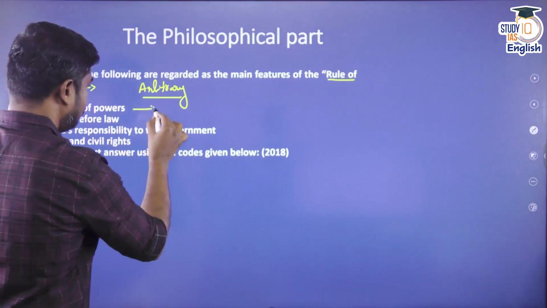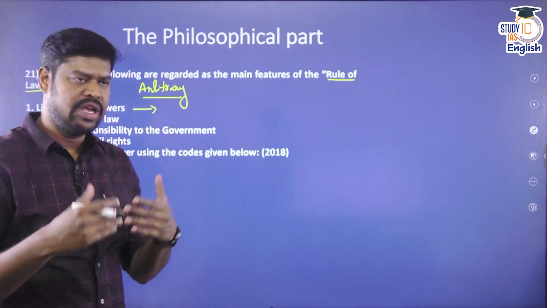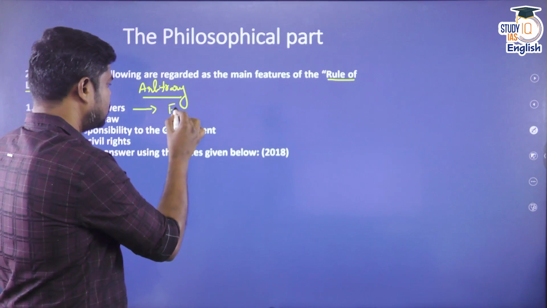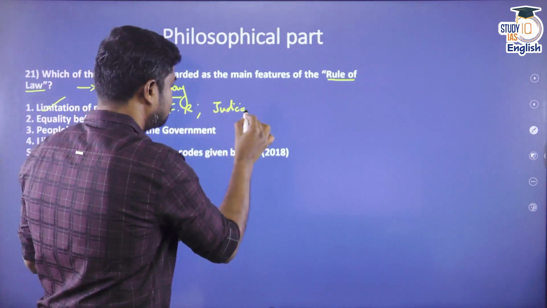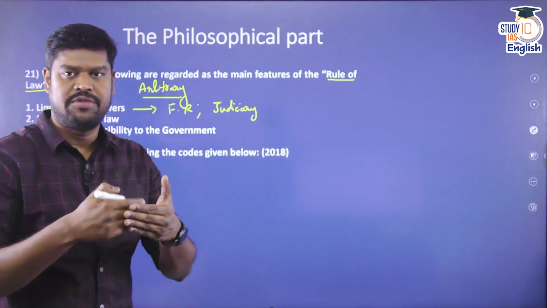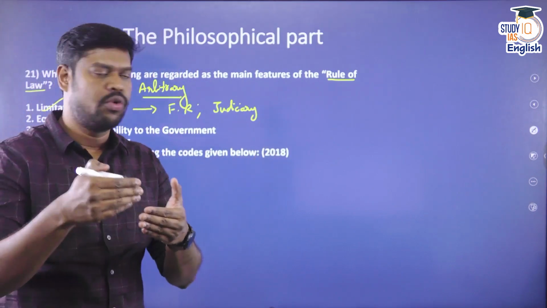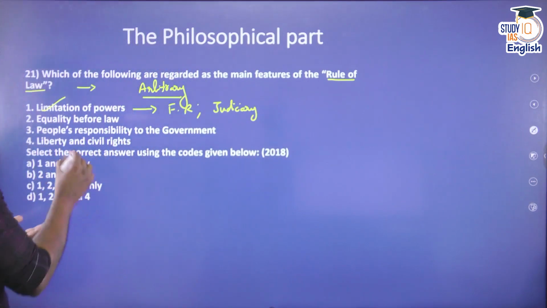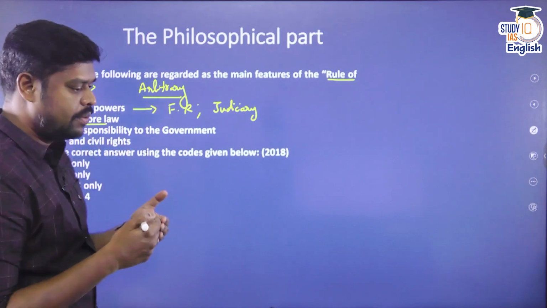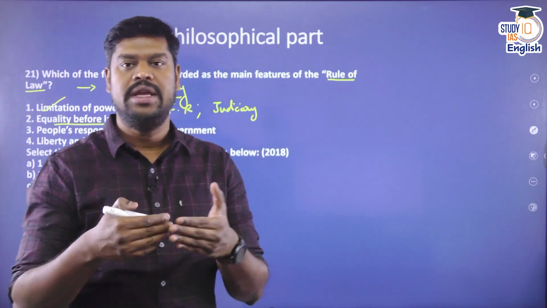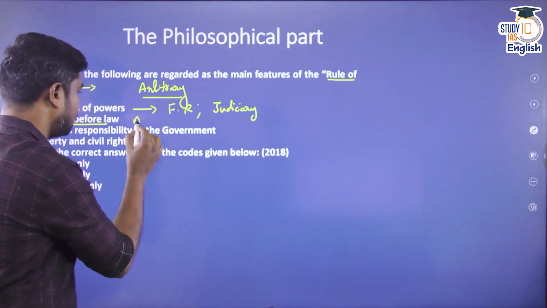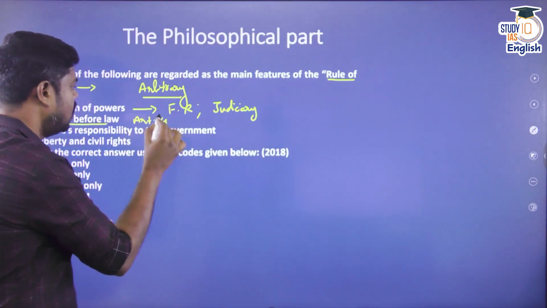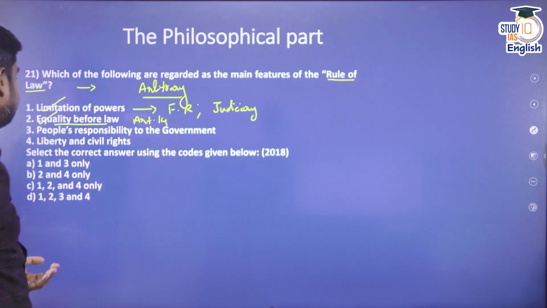For example, how is the power of the government limited in our country? We have fundamental rights which restrict the power of the state. We have the judiciary which can look into the actions of the state. So we do restrict the power of the state, and that is very, very essential to have rule of law. Statement 2, equality before law. Equality before law means everybody shall be treated equally in the eye of the law. That is very true, because that is the essence of Article 14 of the Constitution. So that is also an important principle.